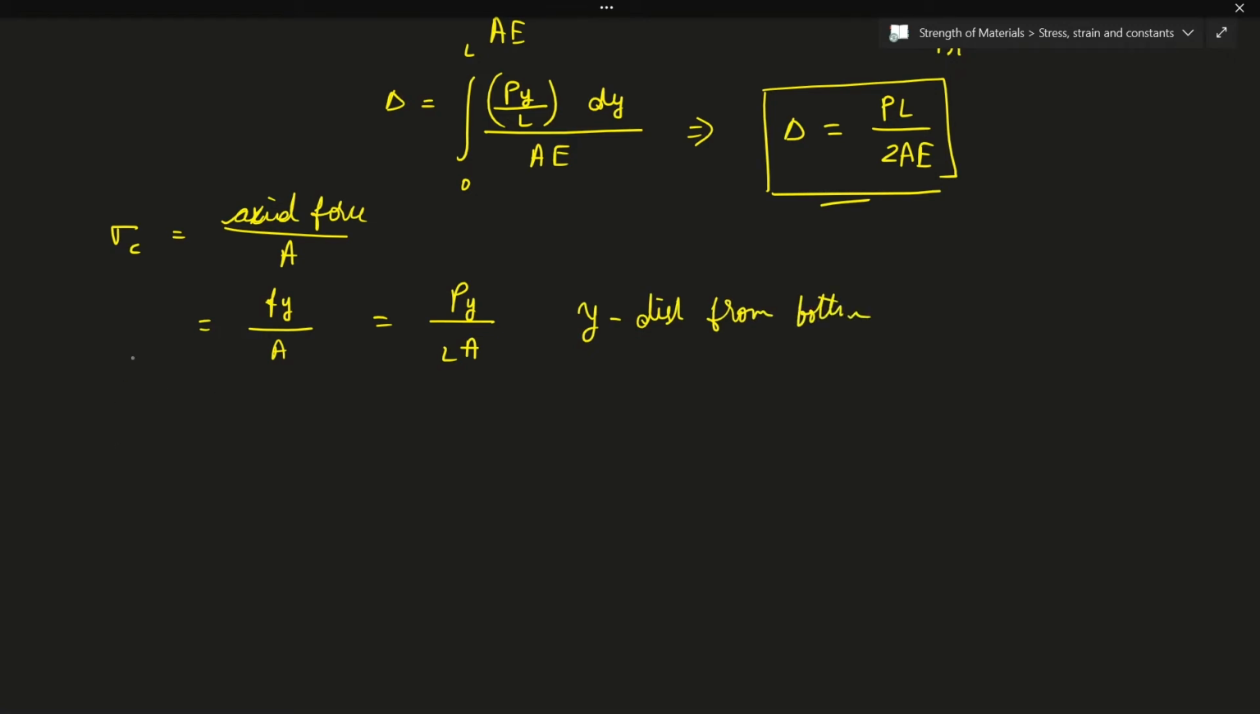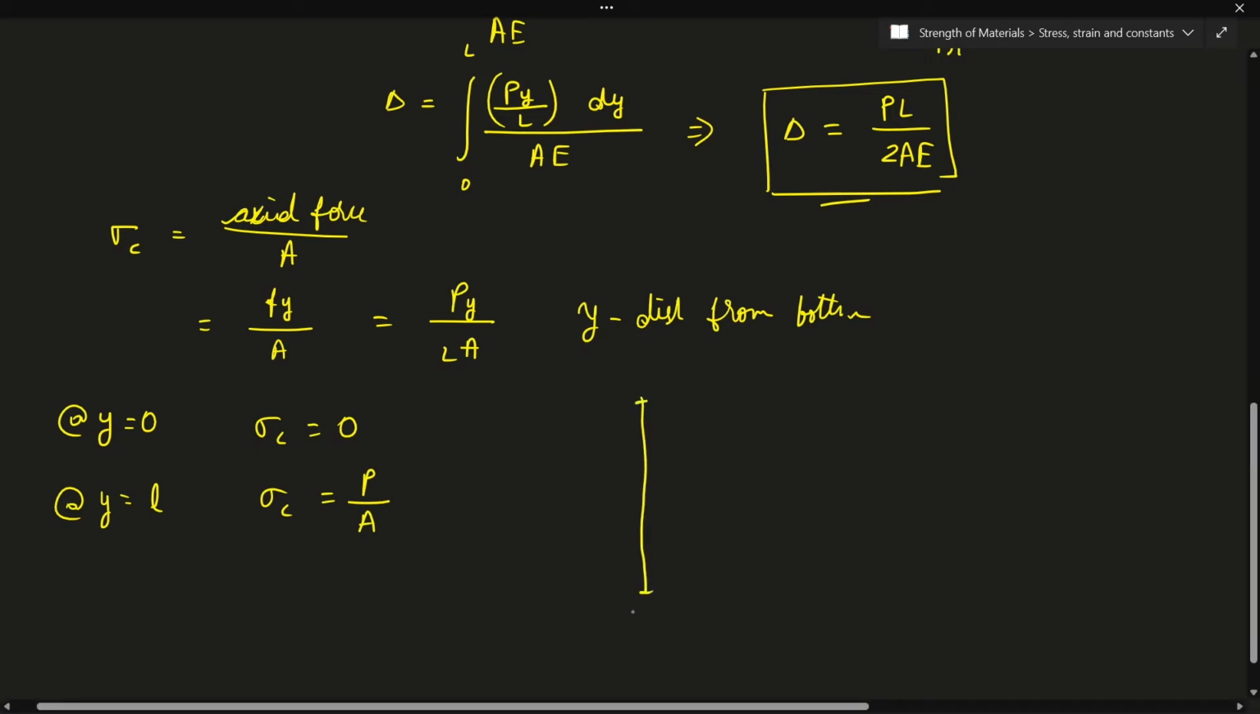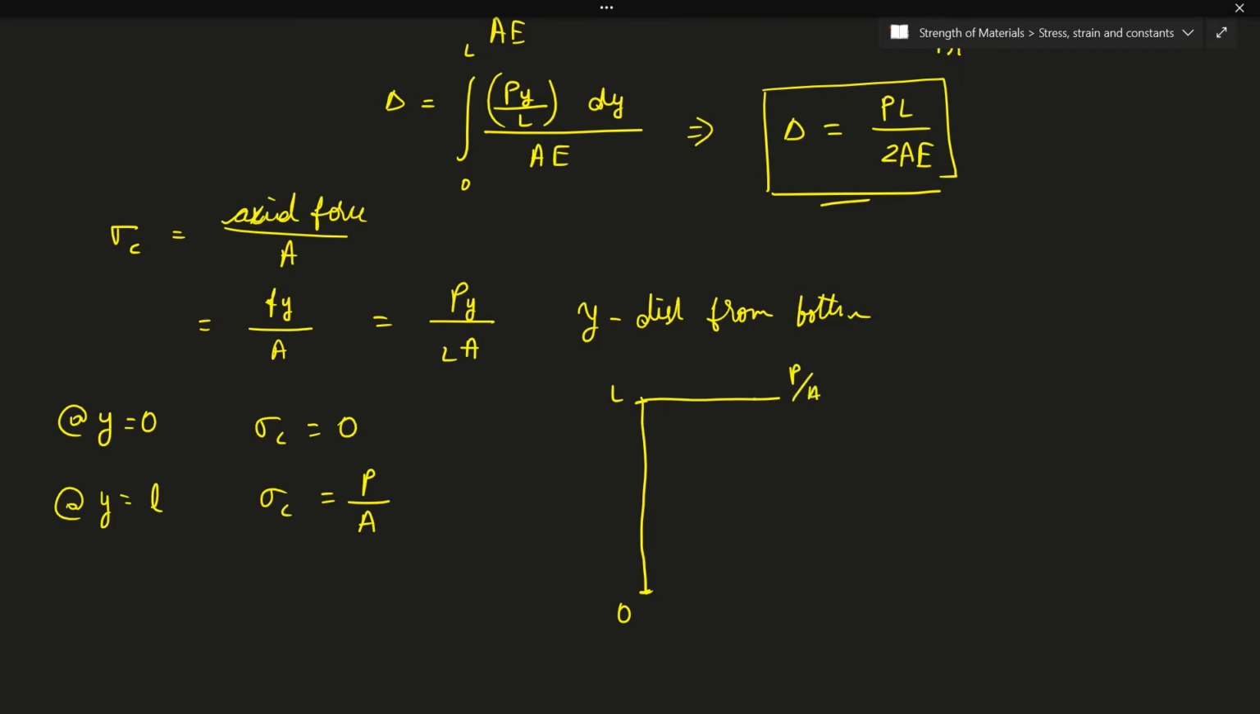Now I can simply calculate this sigma c at particular points. At y is equal to 0, sigma c will be again 0. At y is equal to L, sigma c will be equal to P by A. Now the stress graph will look something like this. This is 0 and this is L. At 0 the stress is also 0. At L the stress is P by A. Right. So let me move to the next question.